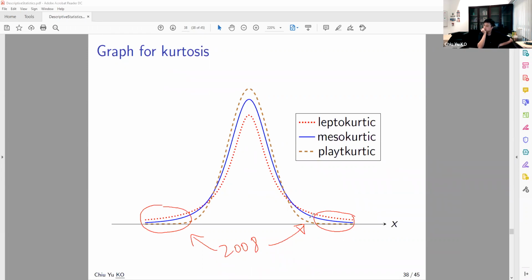Okay? Is that clear? Why we care about skewness and kurtosis?